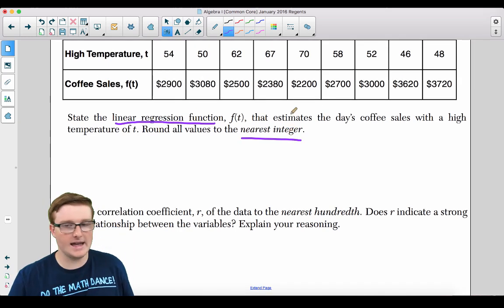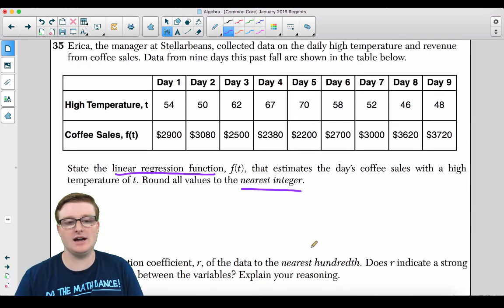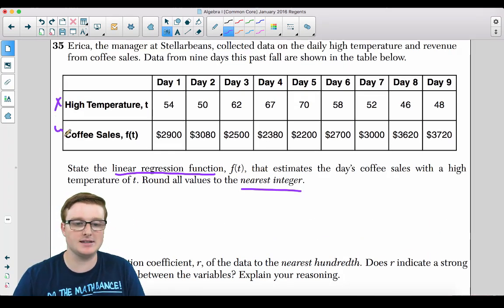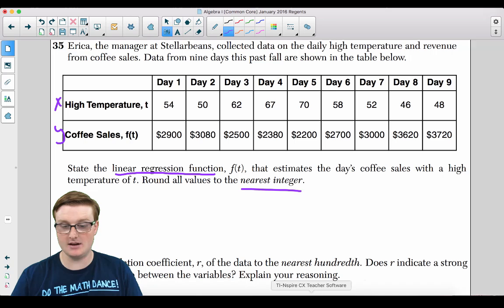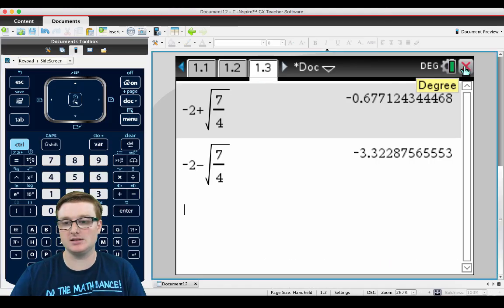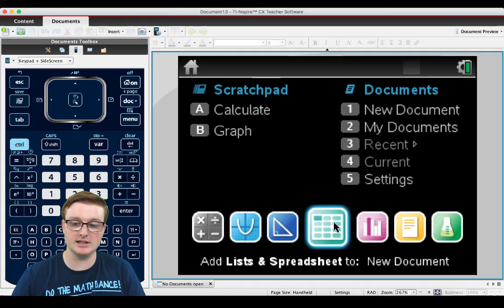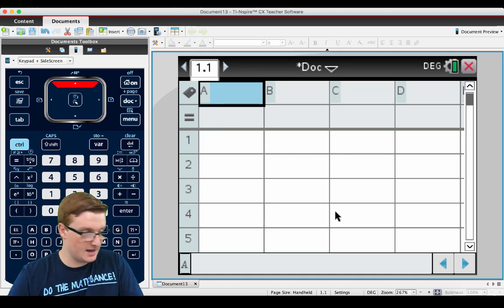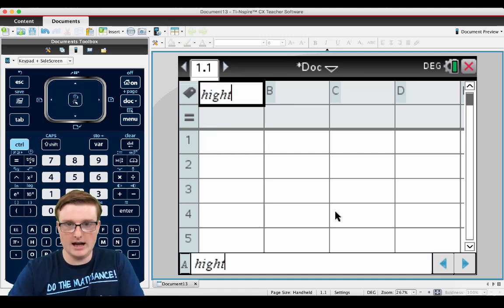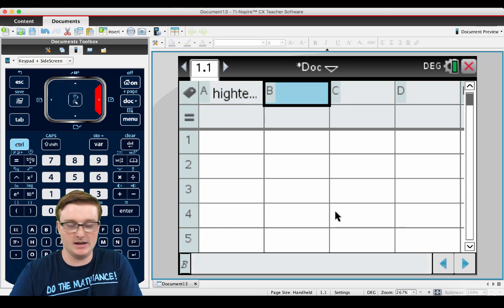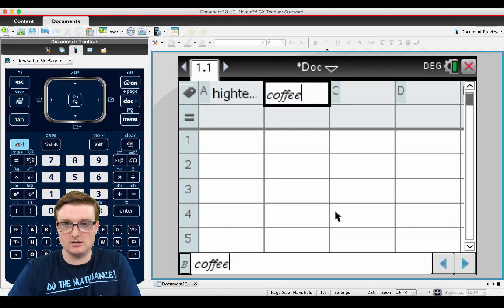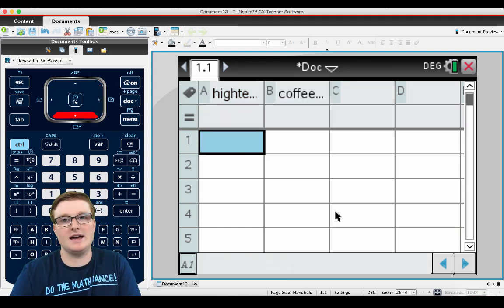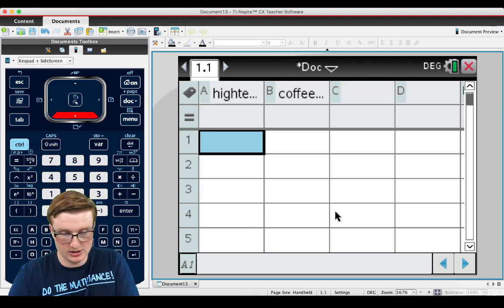So what I have to do is go to my calculator and input these values. This is your x, this is your y. Go right to your calculator and start inputting this in here. Go to your lists and spreadsheets, and I am going to type this in. So that's my high temperature, and this is coffee sales. You could label that as anything you want. So I'm just going to type all these in.